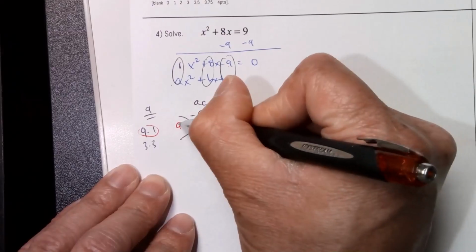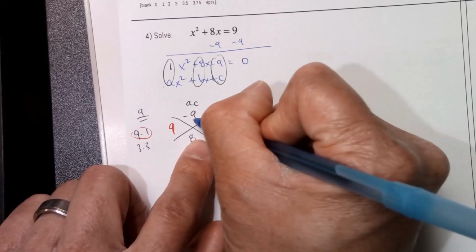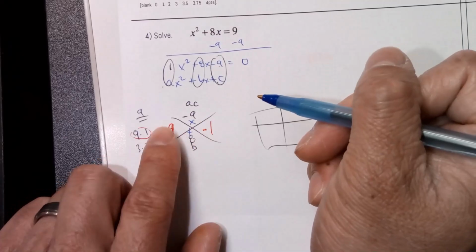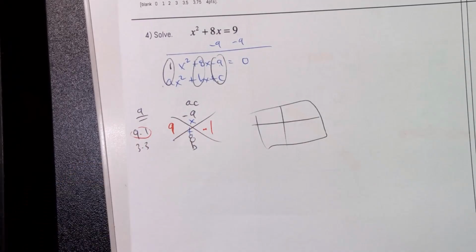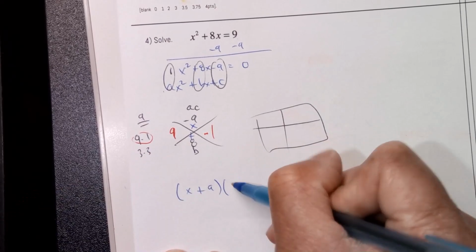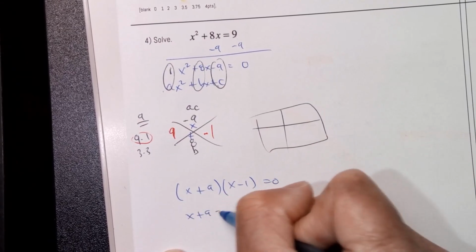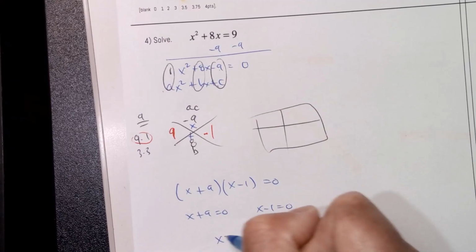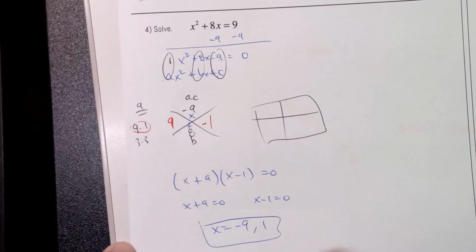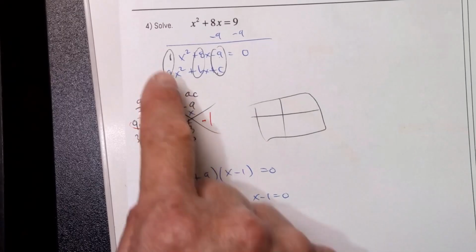Let's see if it works. 9. This one is 8. Okay. So you can just add those here. Split them up and solve. So that's just negative 9 and positive 1. Now, let's see if that works. Remember, this only works because A is 1. If A is bigger than 1, like 2, 5, 7, you're going to have to use that.